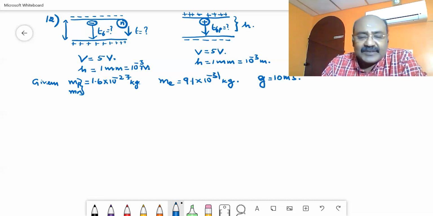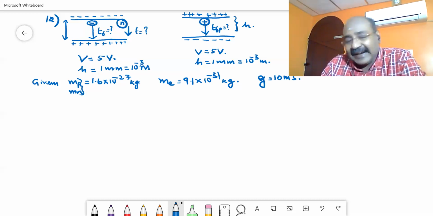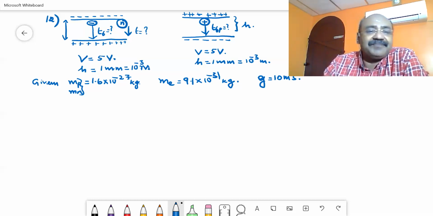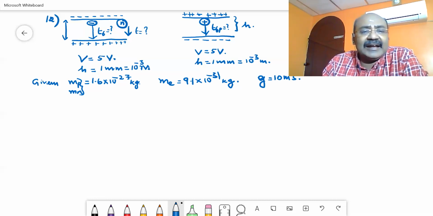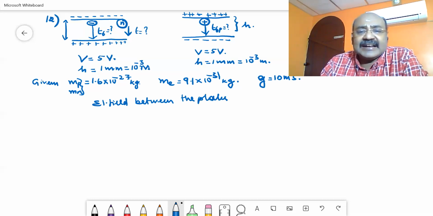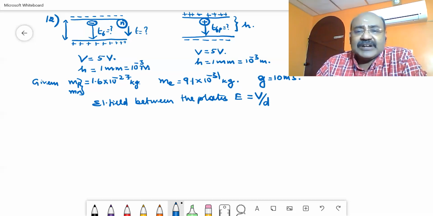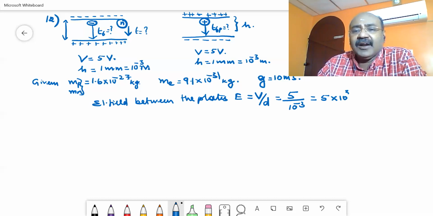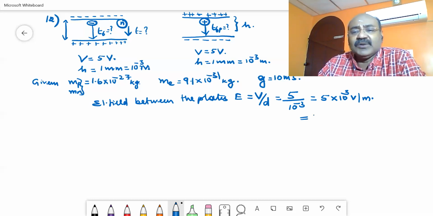So let us first calculate the electrical field available in between the two plates. The electrical field, let us consider it as E, is given by the formula potential difference divided by distance. Potential difference is 5 volt. Distance is 1 millimeter, that is 10 power minus 3 meter. So I can write 5 into 10 to the power of 3 volt per meter, or 5000 volt per meter.